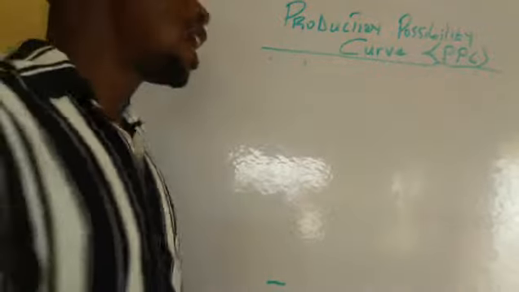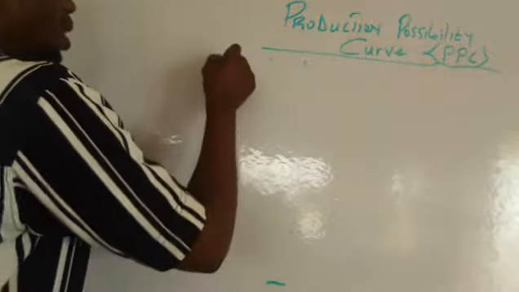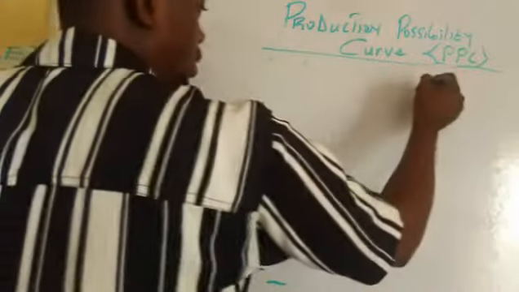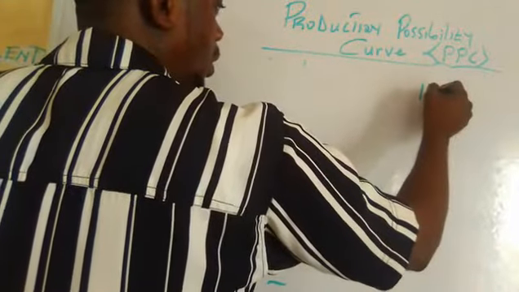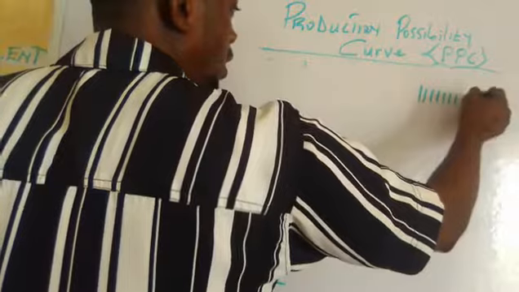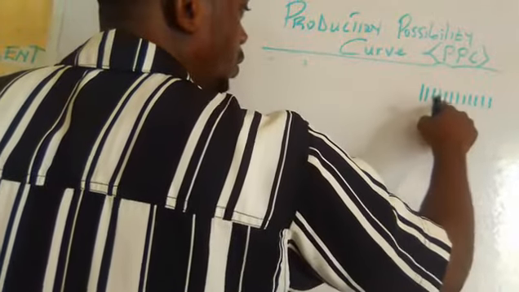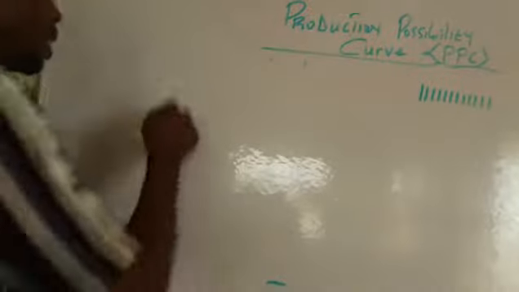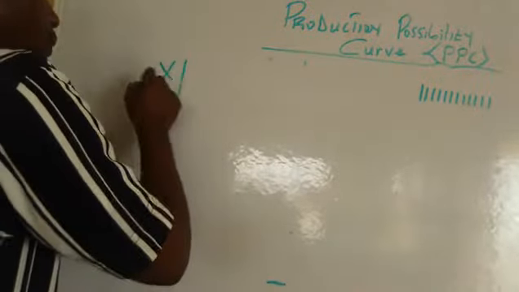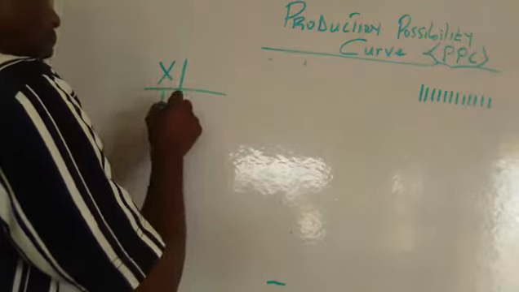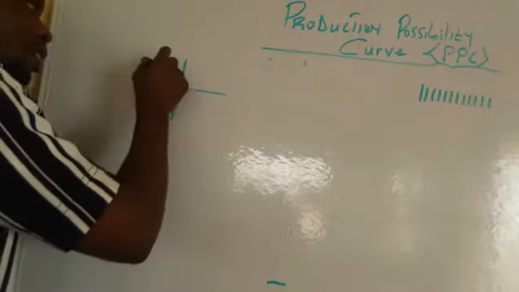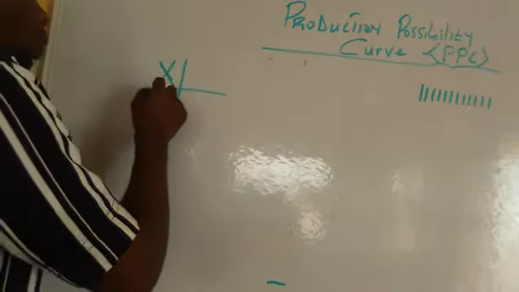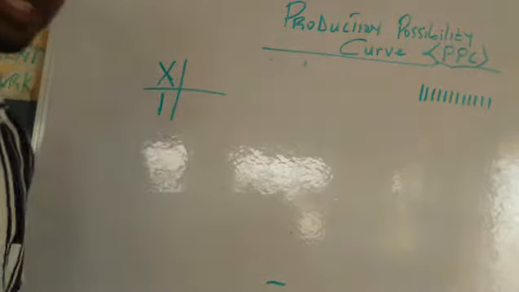Now, I could have these resources: 1, 2, 3, 4, 5, 6, 7, 8, 9, 10, 11, 12. This is my resources, and I'm into production of letters. I want to produce letter X, then I want to produce letter I at the same time, simultaneously.